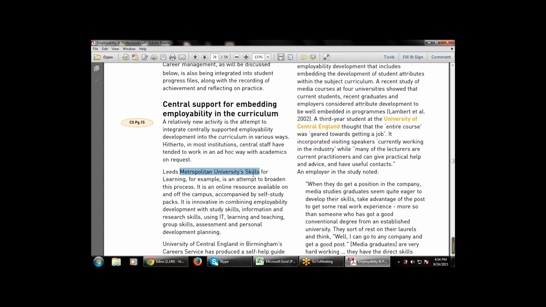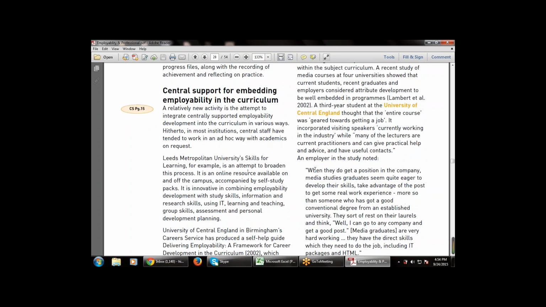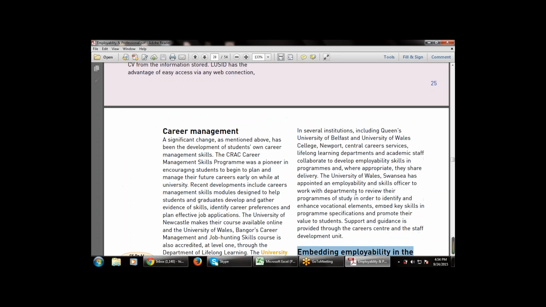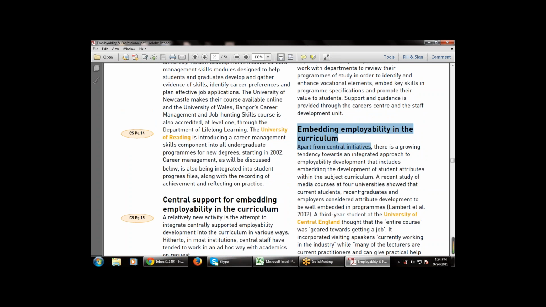And there is a university, the Metropolitan Skill University, that is attempting to broaden this process. And next is embedding employability in the curriculum, that is, how to embed employability in the curriculum. That is a part of the central initiative.